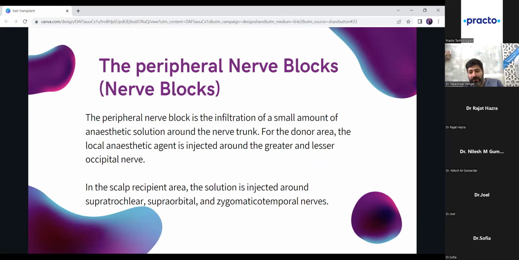For the peripheral nerve block infiltration, there are fixed points. A small amount of anesthesia is used at the site of that nerve trunk. For the donor area at the back, we inject local anesthesia around the greater and lesser occipital nerves. For the recipient area, which is the frontal area, we do blocks around the supratrochlear, supraorbital, and zygomaticotemporal nerves.